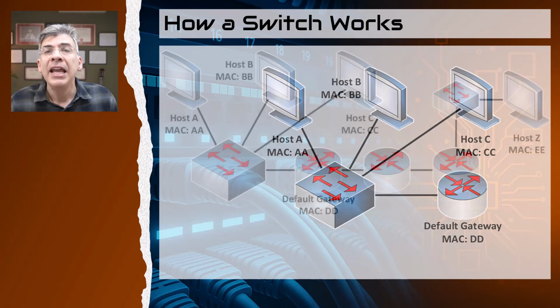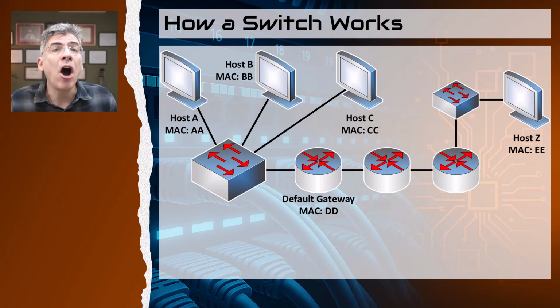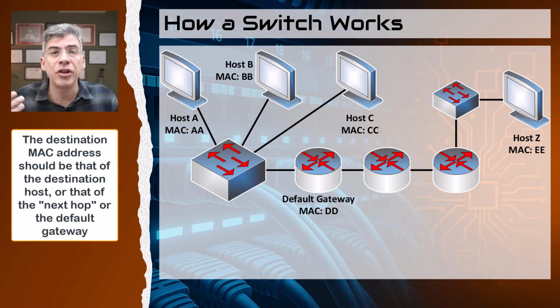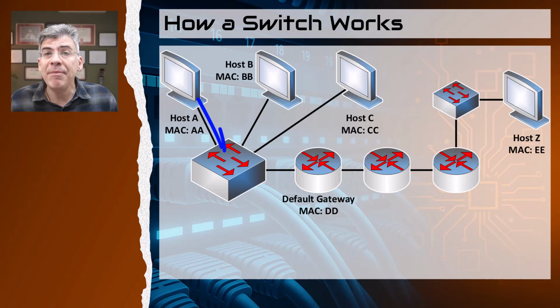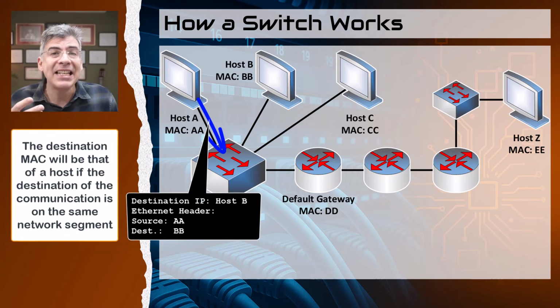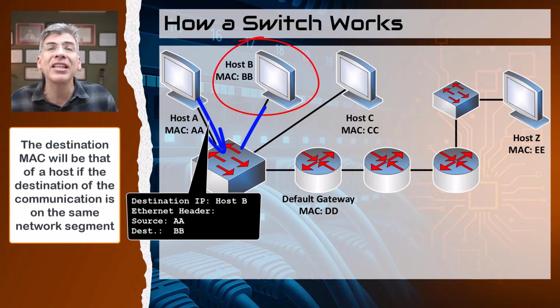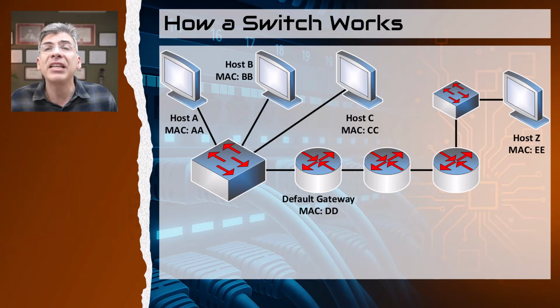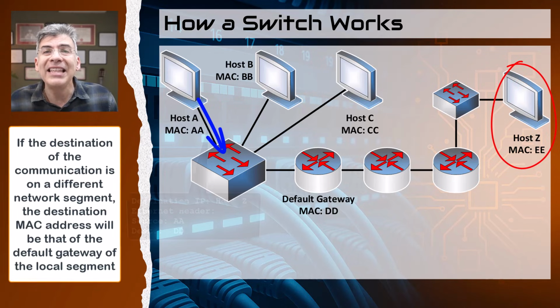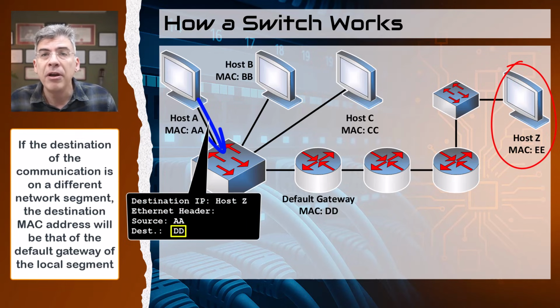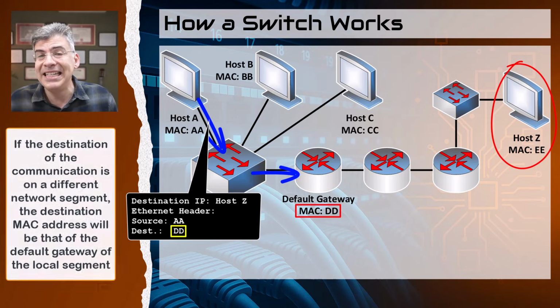Now, because Layer 2 deals with communication from hop to hop rather than from end to end, the destination MAC address in any such communication should be that of either the destination host or that of the very next routing device, like your default gateway. The destination MAC will be that of a host if the destination of the communication resides on the same network segment. If, however, the destination resides on a different network segment, like this host Z here, then the destination MAC address of the very next hop from host A will be that of the default gateway, which has a MAC address of DD in this case.